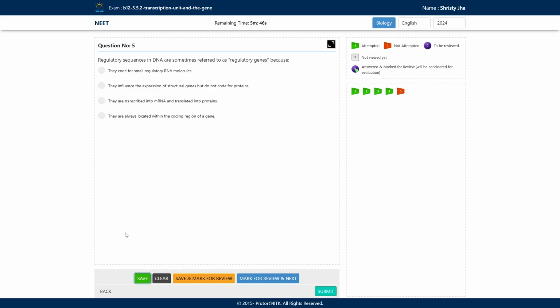Last question says, regulatory sequences in DNA are sometimes referred to as regulatory genes because, first, they code for small regulatory RNA molecules. Second, they influence the expression of structural genes but do not code for protein. Third, they are transcribed into mRNA and translated into protein. Whereas fourth, they are always located within the coding region of a gene. So we know that regulatory sequences in the DNA are sometimes referred to as regulatory genes because they influence the expression of the structural genes but do not code for proteins. So here are today's DPP questions.